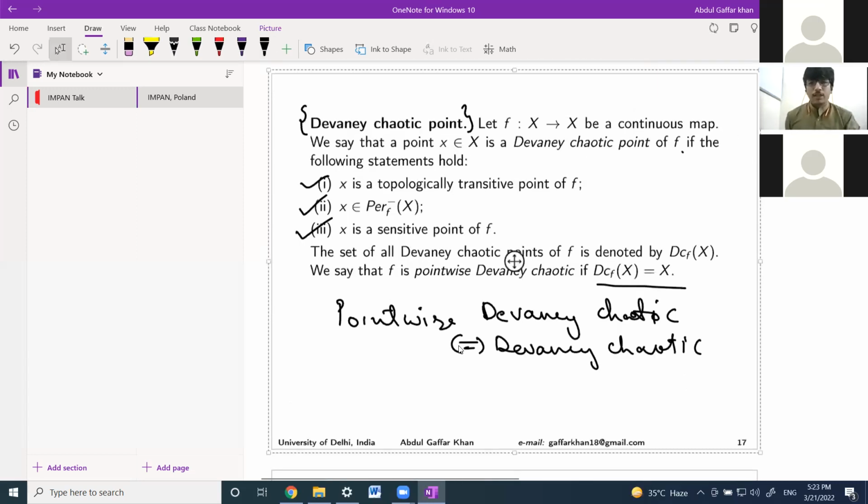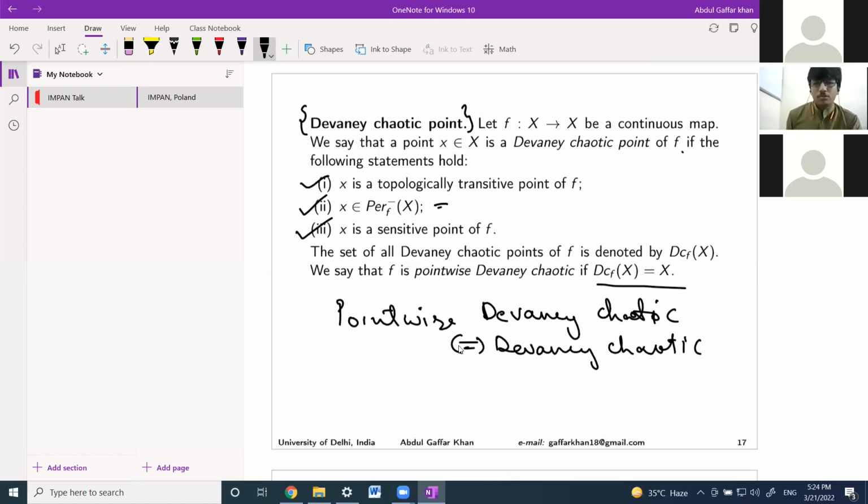Definitely Devaney chaos will imply every point is Devaney chaotic, and the converse follows from the fact that f is topologically transitive if and only if every point is a topologically transitive point, and since we are working on sensitivity, we assume that the space is a perfect metric space. So the map has a dense set of periodic points if and only if every point is a limit point of periodic points. These are two equivalent conditions, so using them we can simply conclude that pointwise Devaney chaotic maps are Devaney chaotic and vice versa.